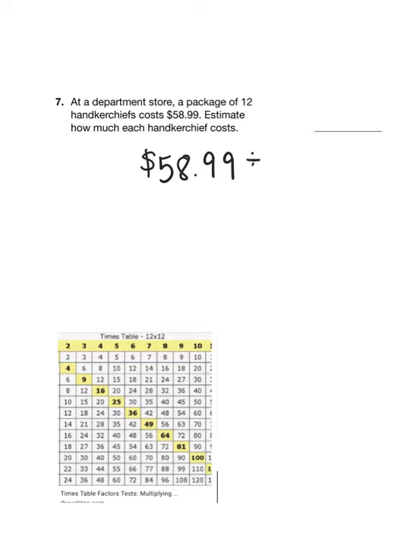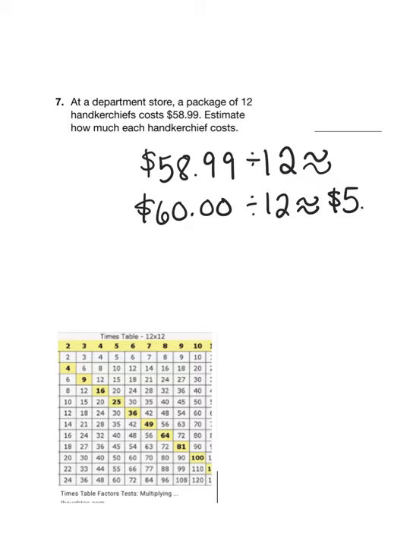All right. And let's see, it's a package of 12, so we're trying to estimate how much each handkerchief costs. So $58.99, we're going to say that's close to $60. Divided by 12 means that each one is going to be about $5.